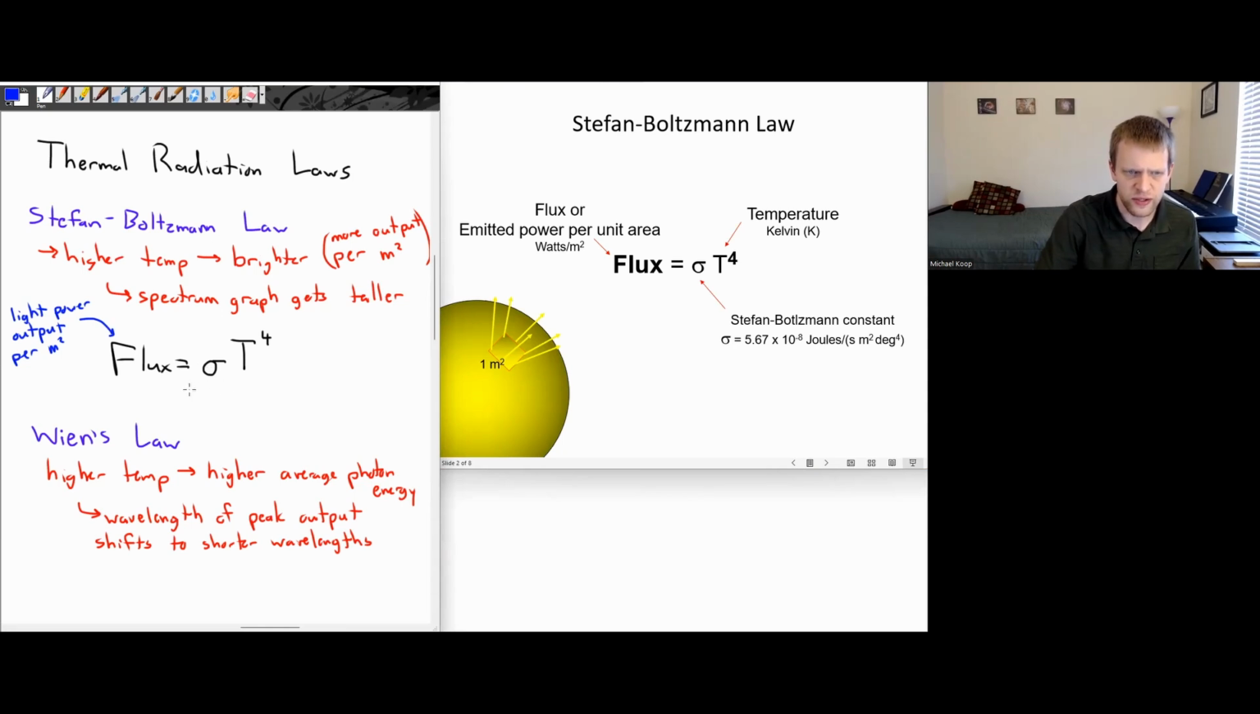This weird symbol over here, this is the Stefan-Boltzmann constant. It's just a number. I'm going to list it out here, but we're really not going to have to use this one all that much. 5.67 times 10 to the negative 8. It's got these weird units of joules over seconds times meters squared times Kelvin to the 4th. And this is temperature in Kelvin.